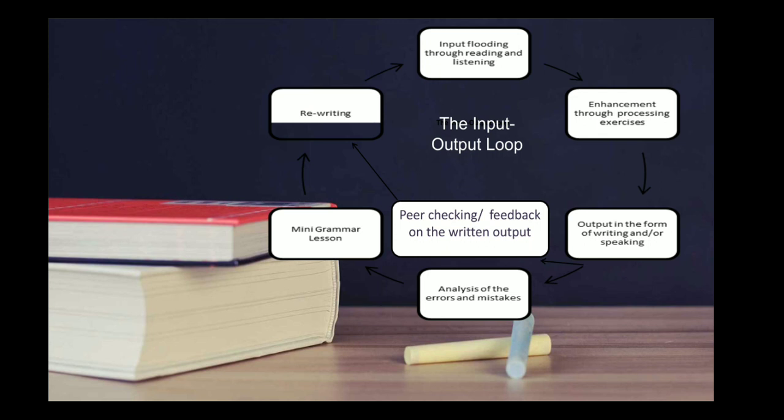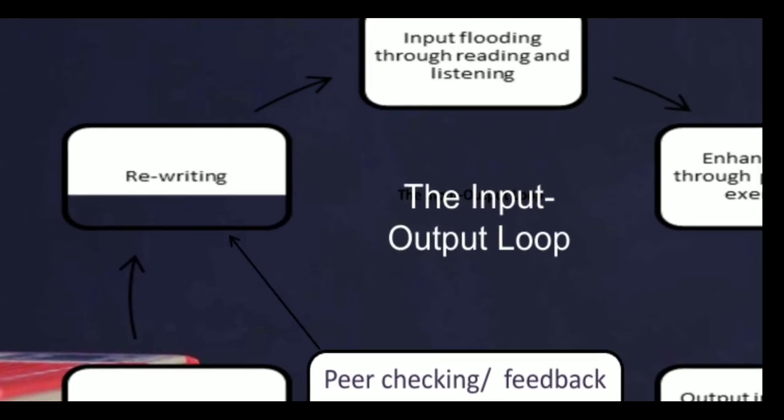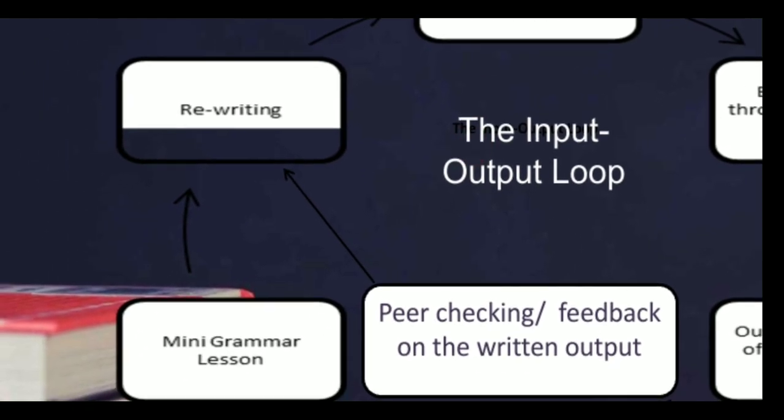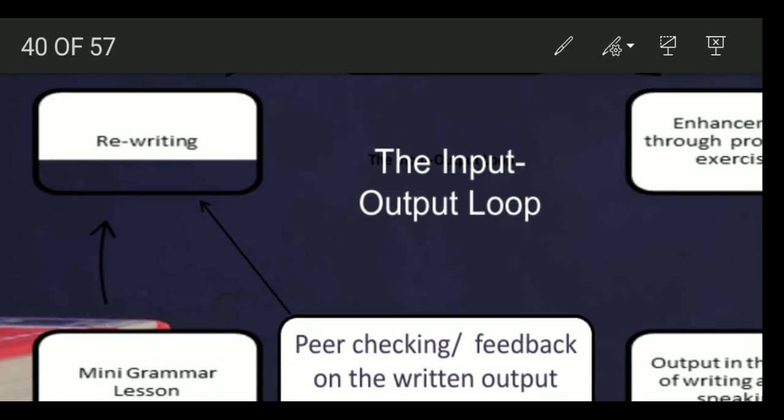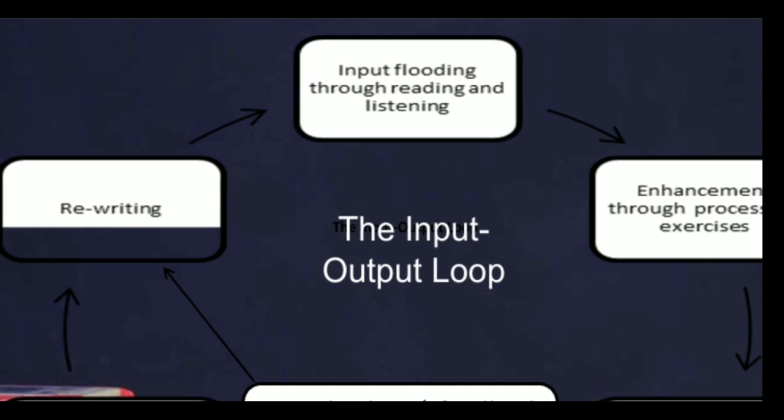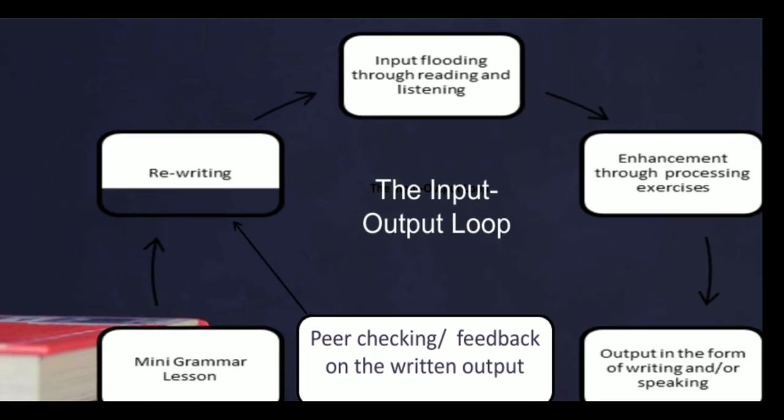Then we go to the input-output loop. Now, this loop specifically works on reading and listening, which are the input skills or the receptive skills. You can see over here that in the first part we have input flood through reading and listening. So whatever genre you have selected, you need to collect several samples of it, and you expose the children to those samples. So a lot of reading and a lot of listening is done with one kind of text.